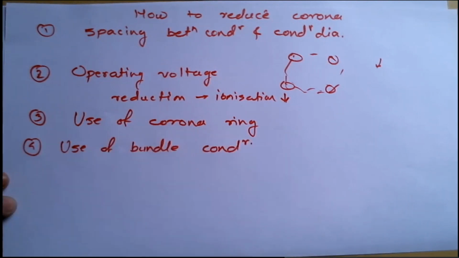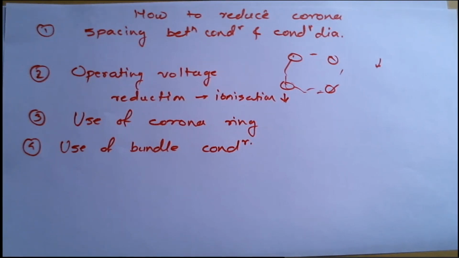See here, right now we have seen the conditions for corona formation. So there are two conditions. One is critical disruptive voltage and visual critical voltage. What is critical disruptive voltage? Minimum voltage required for air ionization. Then what is visual critical voltage? It is nothing but the minimum voltage required for corona glow, and for standard temperature and atmospheric conditions the critical disruptive voltage is equal to 30 kV per centimeter.